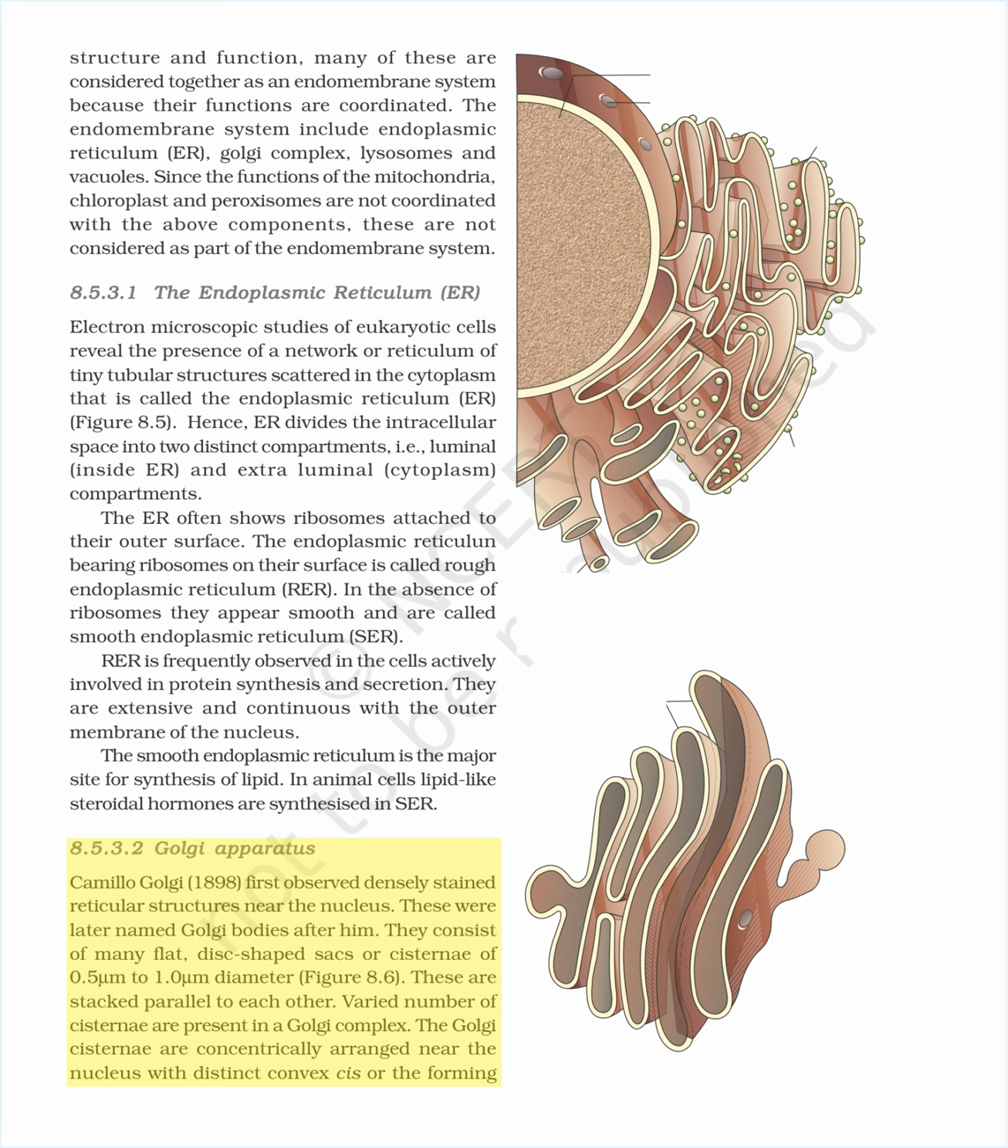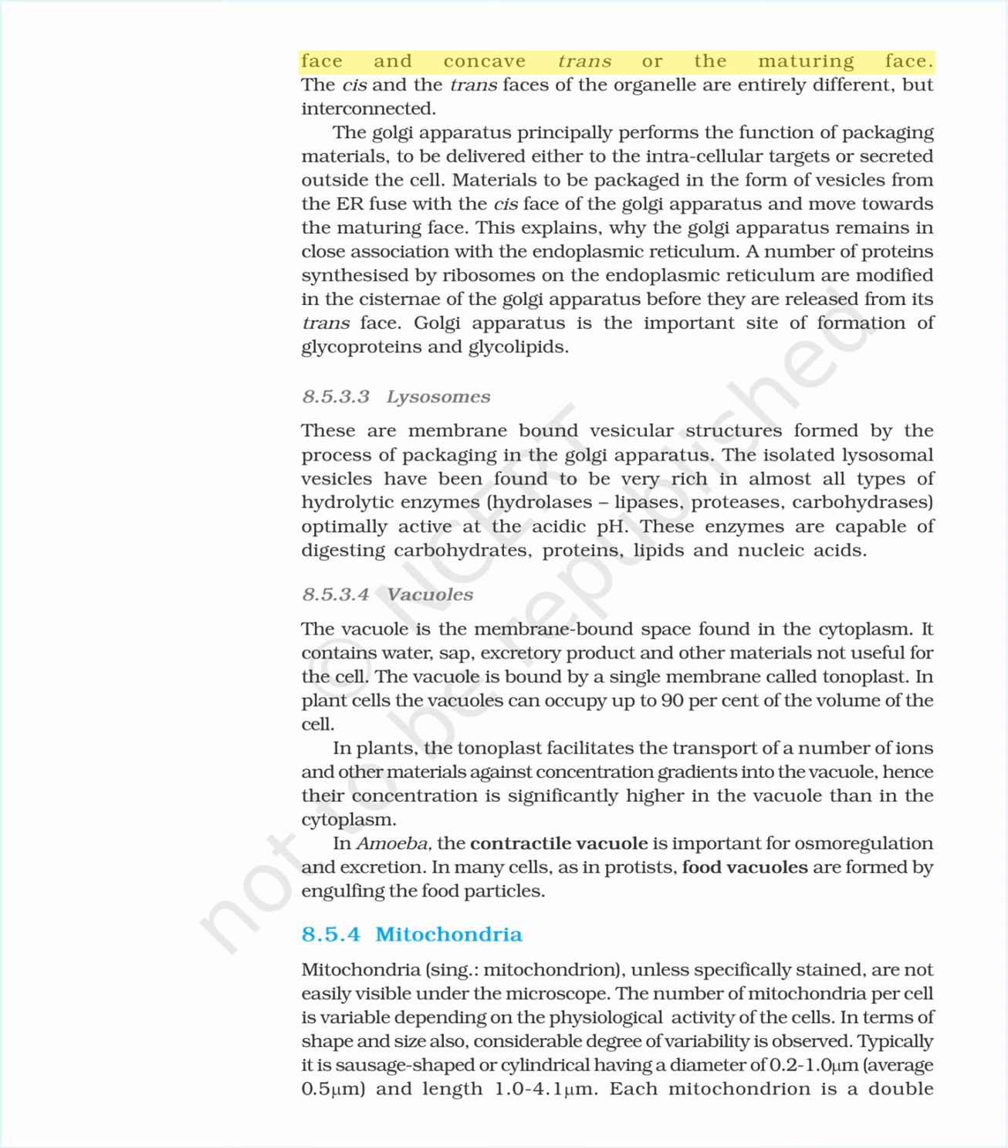8.5.3.2 Golgi apparatus. Camillo Golgi, 1898, first observed densely stained reticular structures near the nucleus. These were later named Golgi bodies after him. They consist of many flat, disc-shaped sacs or cisternae of 0.5 to 1.0 µm diameter, figure 8.6. These are stacked parallel to each other. Varied number of cisternae are present in a Golgi complex. The Golgi cisternae are concentrically arranged near the nucleus with distinct convex cis or the forming face and concave trans or the maturing face. The cis and the trans faces of the organelle are entirely different, but interconnected.